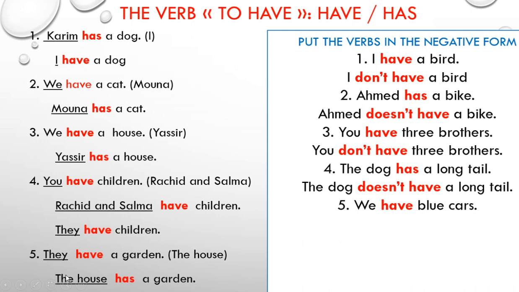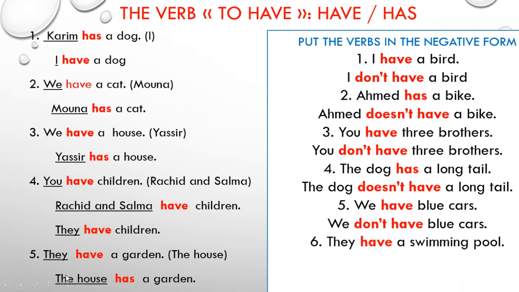Number 5. We have blue cars. نملك سيارة زرقاء، أو عندنا سيارة زرقاء. The negative form is we don't have blue cars. They have a swimming pool. لنغير هذه الجملة إلى negative sentence. They don't have a swimming pool.